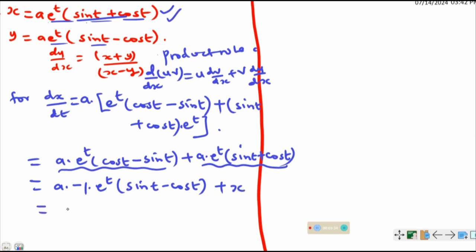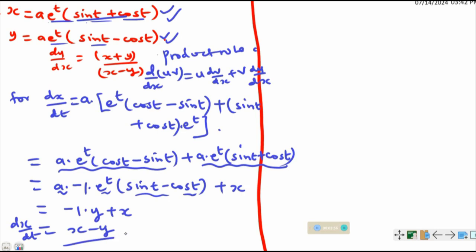So this will be the same as negative 1 times, we see that a e to power t (sine of t minus cos of t) is actually y. So this is negative 1 times y plus x. In other words, we get x minus y as dx/dt.